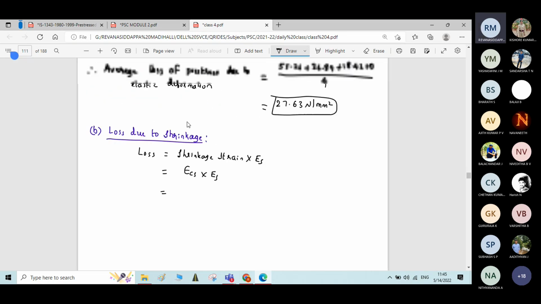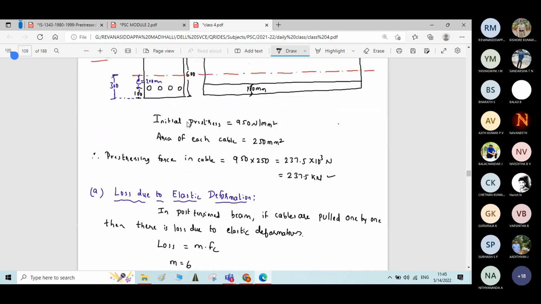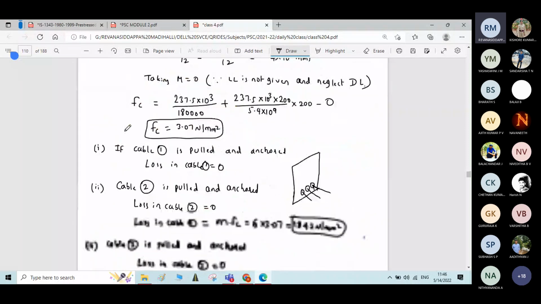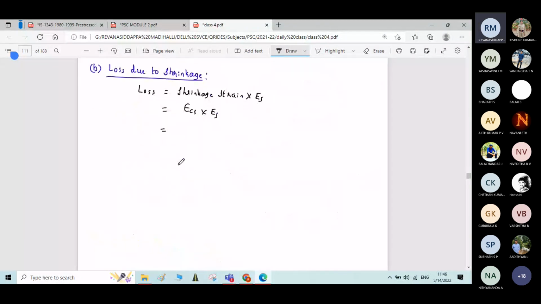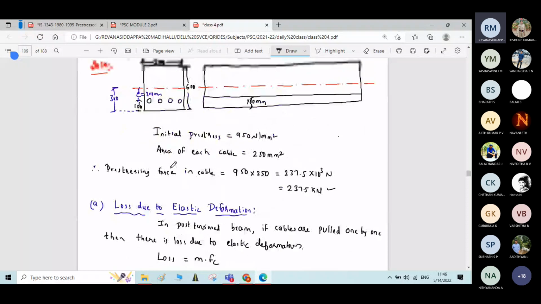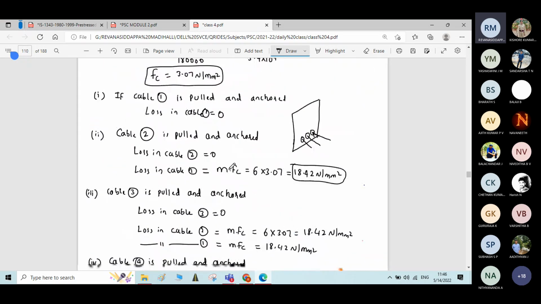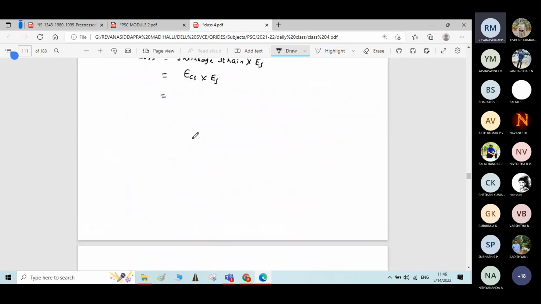Shrinkage strain is given in the problem. How much is it given? It is given as 2 into 10 power minus 4. And Young's modulus of steel, is it given? Young's modulus of steel is not given. If it is not given, you need to remember that value. I hope everyone is remembering that value, 2 into 10 power 5 Newton per mm square.